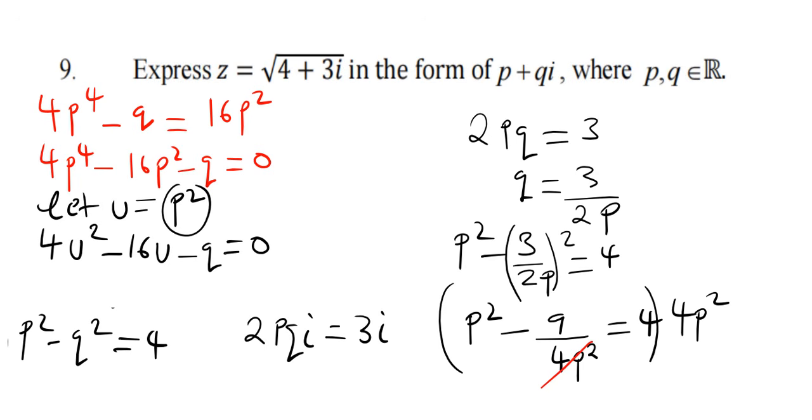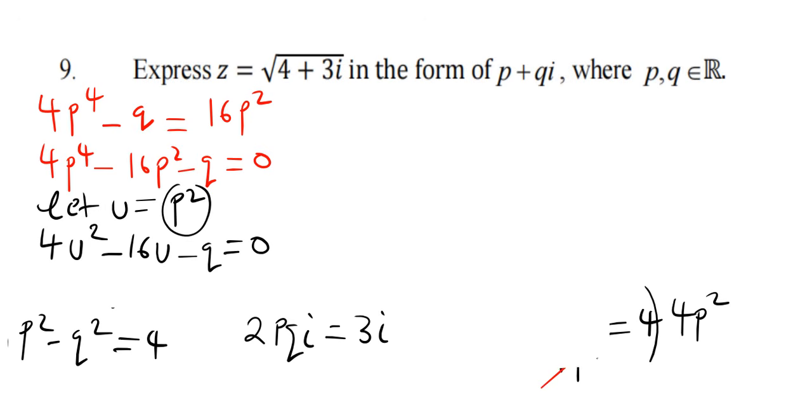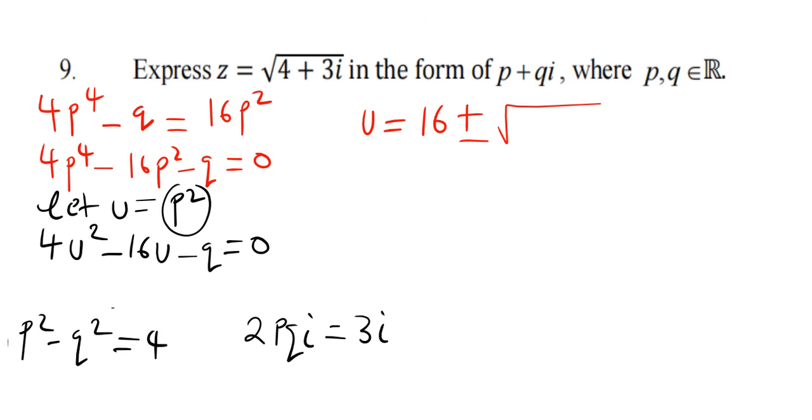So as a quadratic, it's going to be u is equals to, our b is negative 16, and the quadratic formula starts with negative b, so it will be positive 16, positive or minus the square root of b squared, which is 16 squared. Now 16 squared, what does it give me? It gives me 256.